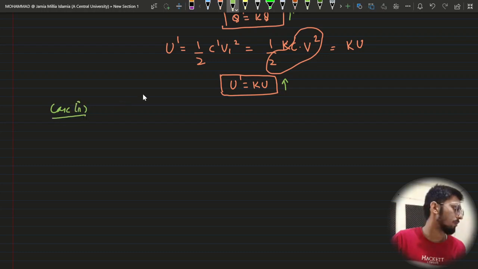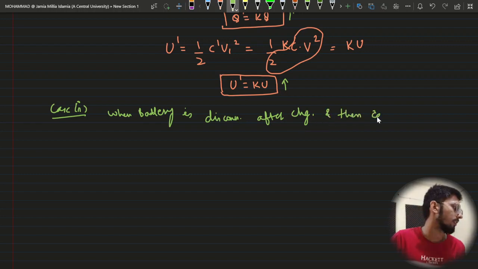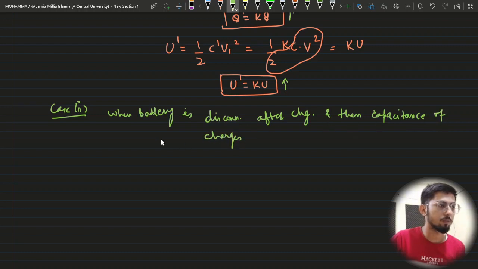Case 2, when the battery is disconnected after charging, and then the capacitance of the capacitor changes. Let's see what will be the case.